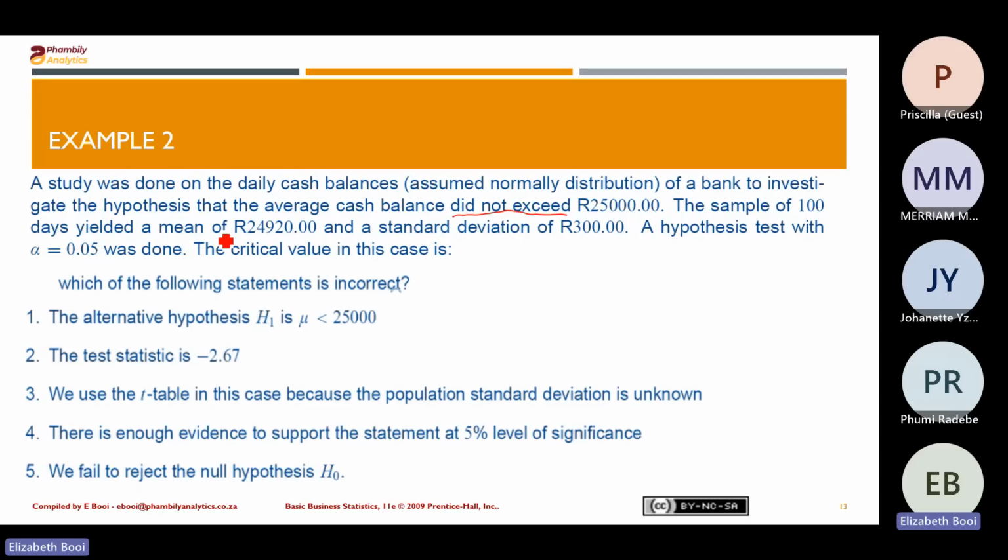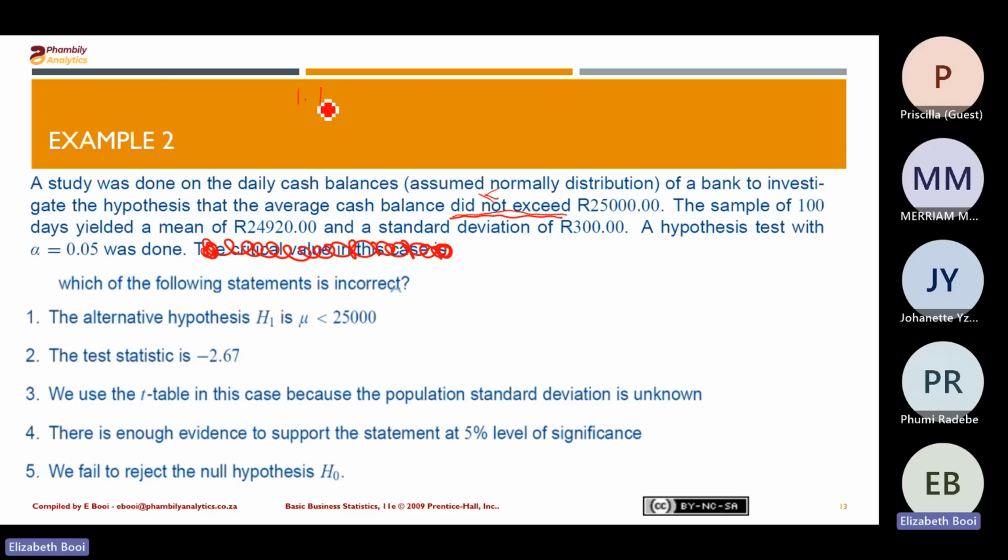Which one of the following statements is incorrect? So we need to find which of the statements is incorrect on this one. We need to first state our null hypothesis and our alternative hypothesis. Do not exceed. So what did we learn? What does do not exceed mean? Do not exceed means less than or equal.